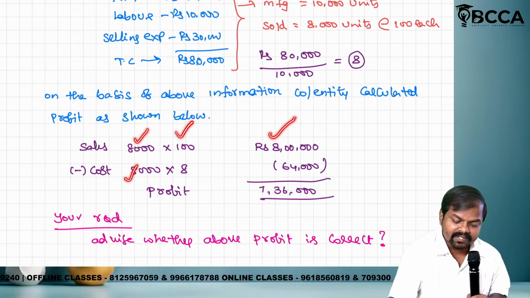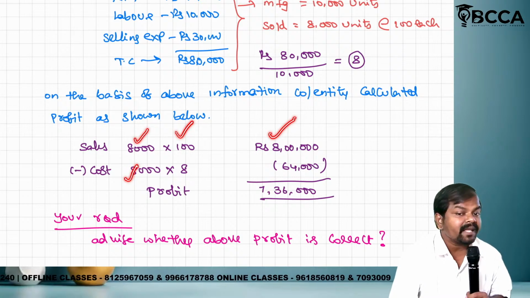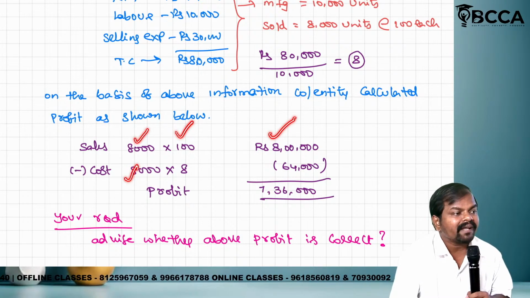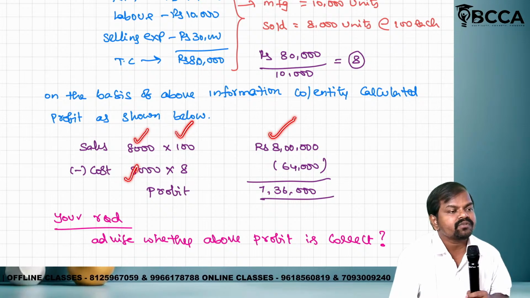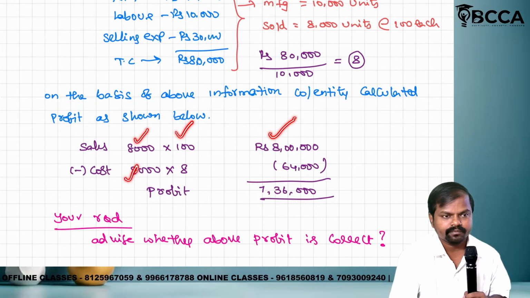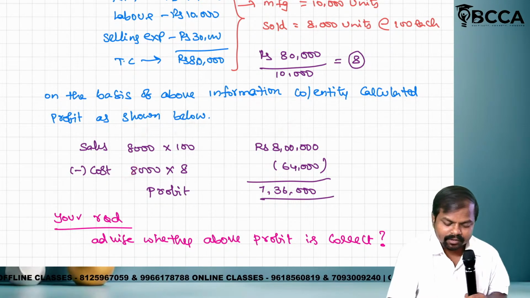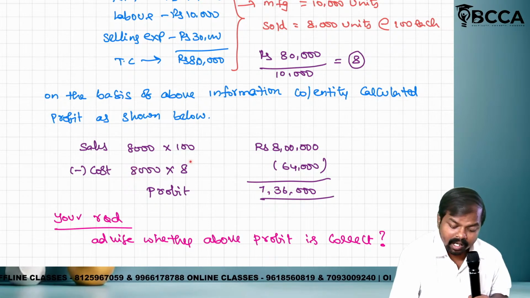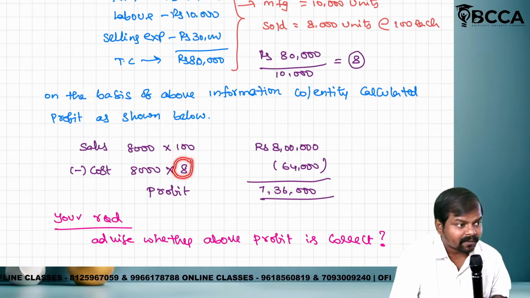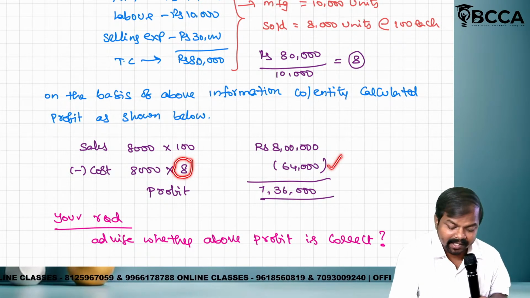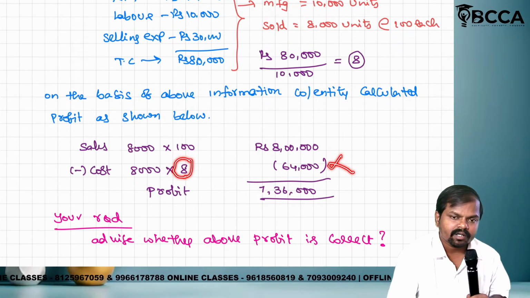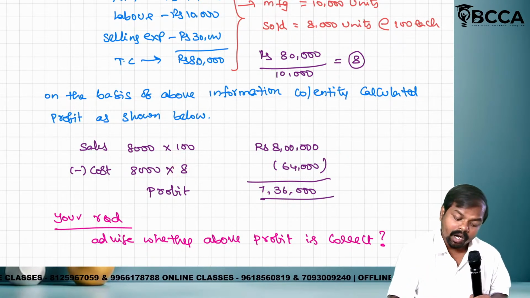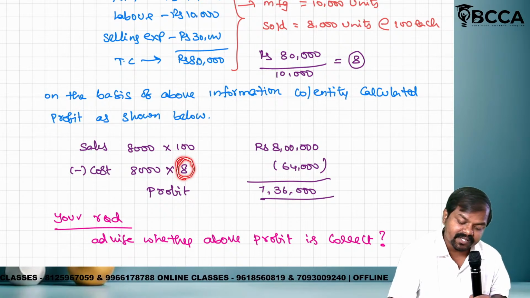Now 8,000 is correct. Why is 8,000 correct? On the basis of previous discussion, whatever income is disclosed for units, for those units only should you report the cost. Correct. Now if 8 rupees is correct, 64 is correct. If 8 rupees is wrong, 64 is wrong. Now time to check whether 8 rupees is correct or not.